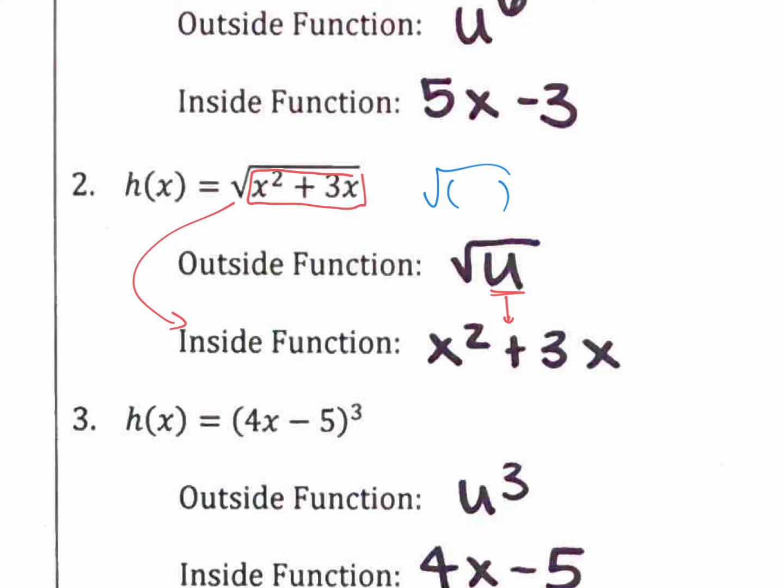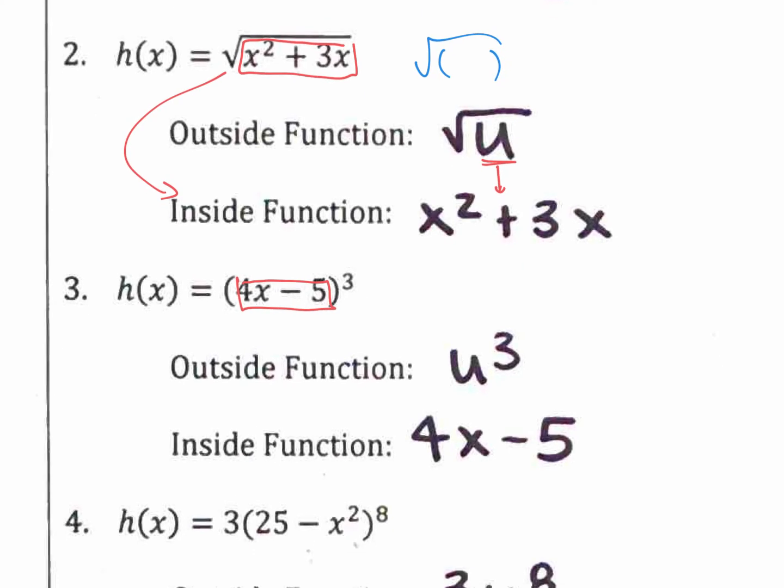Number 3, I first find my variable, the x, and I'm noticing, okay, that's with the 4x minus 5. That's my inside function. My outside function then is taking whatever the input is and raising it to the third power.